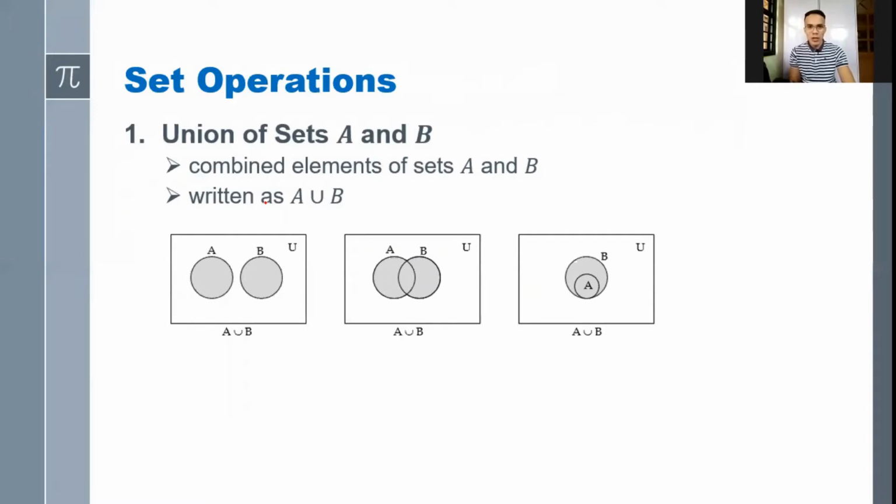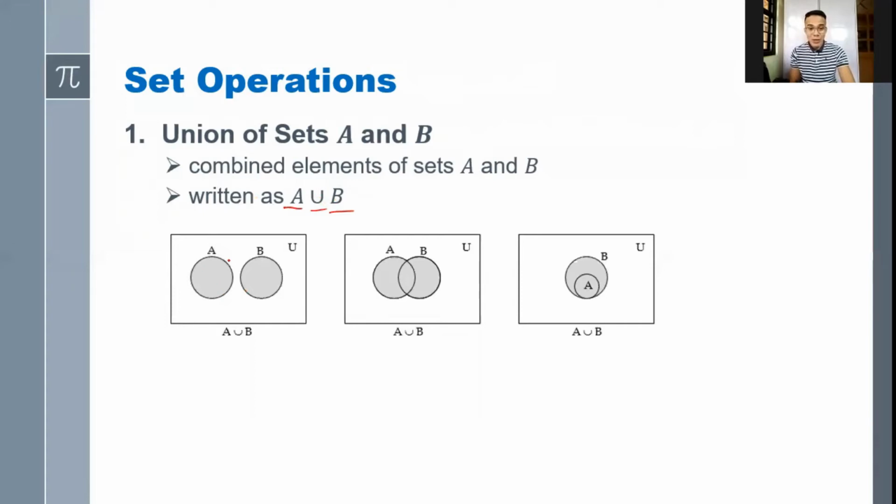What do you mean by union of sets A and B? We have combined elements of sets A and B. So if you're looking for the union of sets A and B, you're just going to combine the elements of sets A and B, but you have to keep in mind the rule in writing down the elements. Make sure that each element is not duplicated. In other words, you're just going to write each element once. And how do we write this using symbols? We have set A, union, set B. This is the symbol for union. Union equals combination.